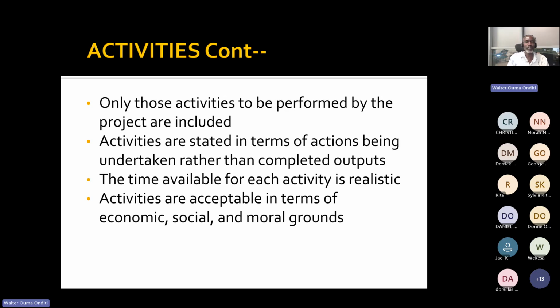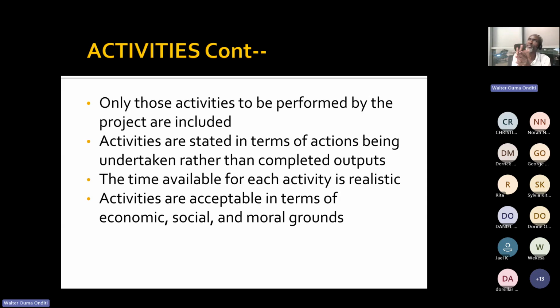I'm happy that the majority of us are teachers. So you know what the doing words, the action words are. Acceptable in terms of economics is something that, when you're doing feasibility studies, so to speak, you must ensure that they make economic sense and are socially acceptable. Socially acceptable means do no harm, and of course have moral grounds.